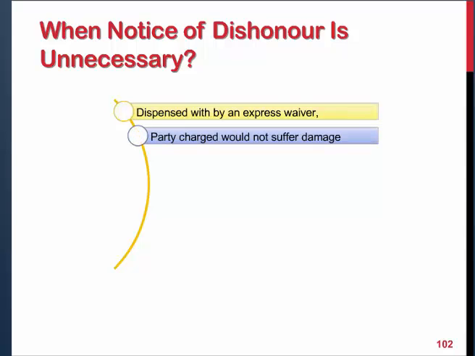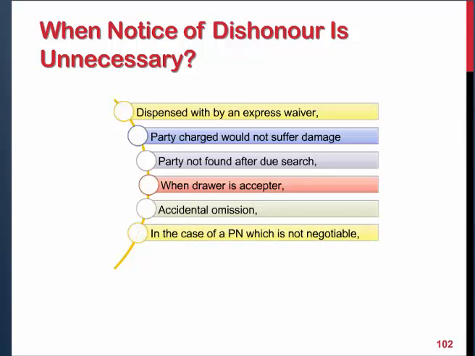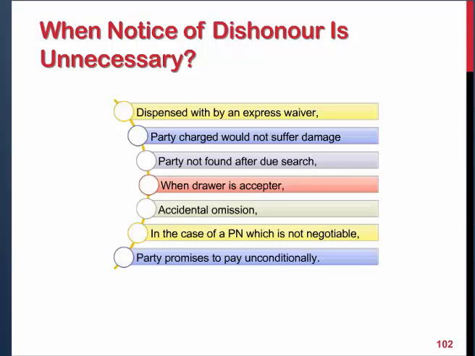Second condition is when the party charged would not suffer damage for want of notice. Third condition, when the party entitled to notice could not be found after due search. Fourth, when one of the drawers is the acceptor. Fifth condition, when there was accidental omission to give the notice, provided the omission has been caused by unavoidable circumstances like death, dangerous illness, or sudden accident of the holder or his agent. Sixth condition is in the case of a promissory note which is not negotiable. 7. When the party entitled to notice promises to pay unconditionally.